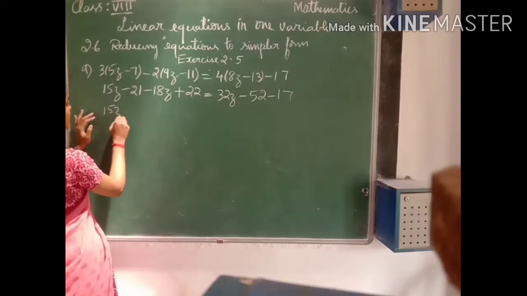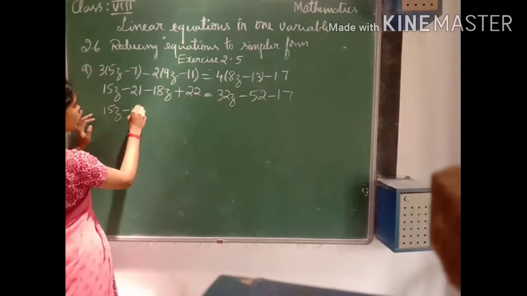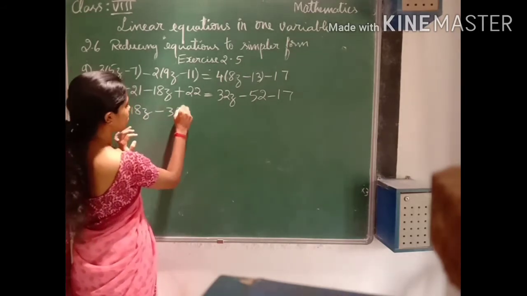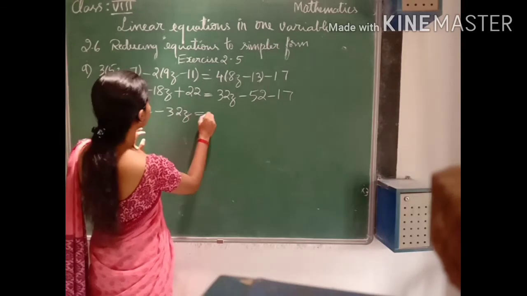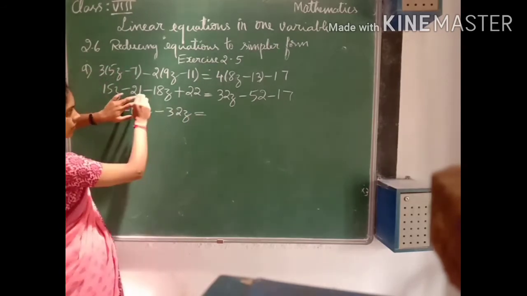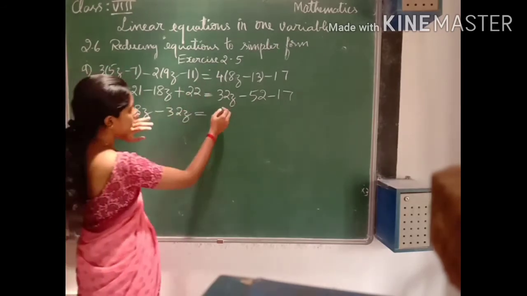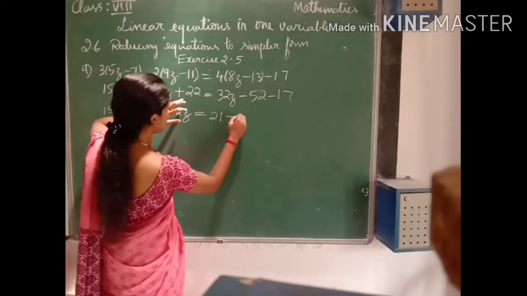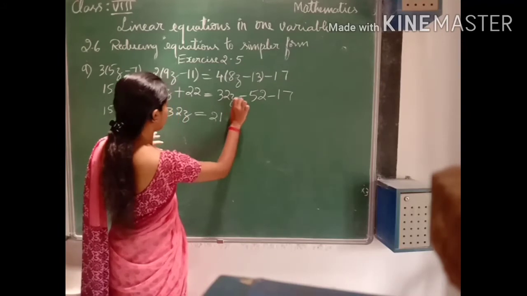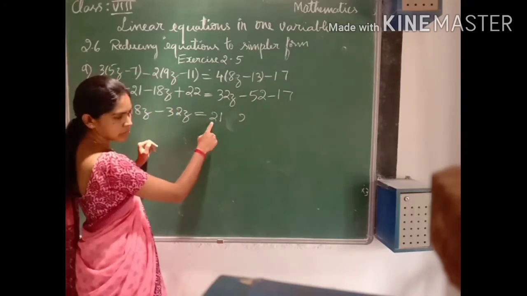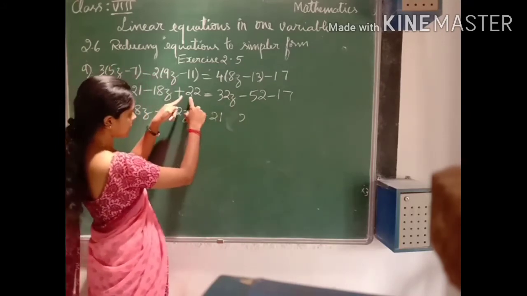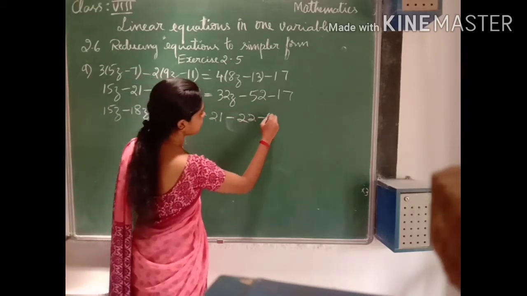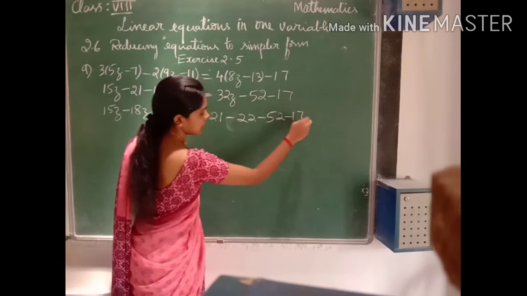Now let us separate the constant and variable terms. 15z minus 18z minus 32z is equal to, take the constants of the left side to the right side. Minus 21 will become plus 21. After that, plus 22 will become minus 22. Then minus 52 minus 17.